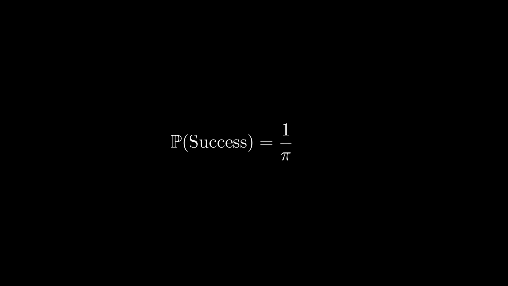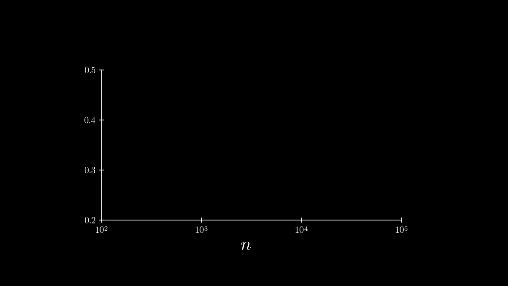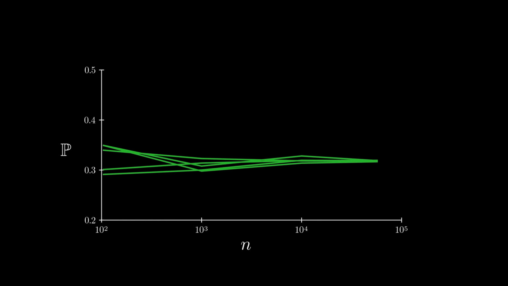With that knowledge, it's interesting to visualize things the same way we did earlier. Once again, we have the number of tosses along the bottom, and on the left, the probability. We see that the probability converges as we would expect for large n values, approaching 1 on pi.